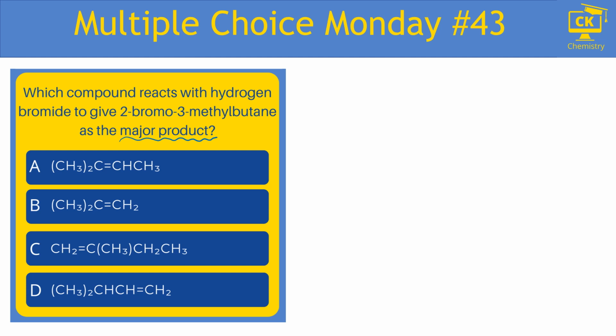The first thing I would do in this question, therefore, is sketch out the structure of 2-bromo-3-methylbutane. So I'm going to need 1, 2, 3, 4 carbons in my main chain, and we're told there is a bromine off the second, and there is a methyl group off the third, and then the rest is just hydrogens.